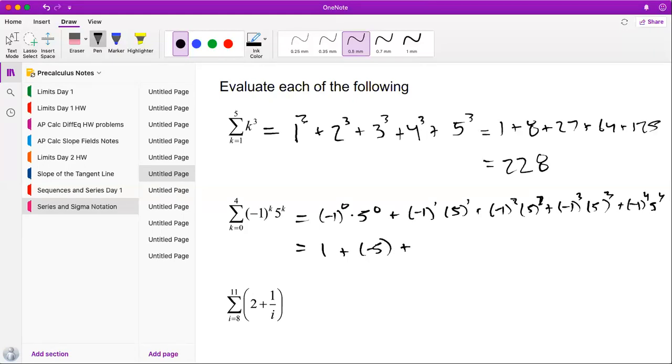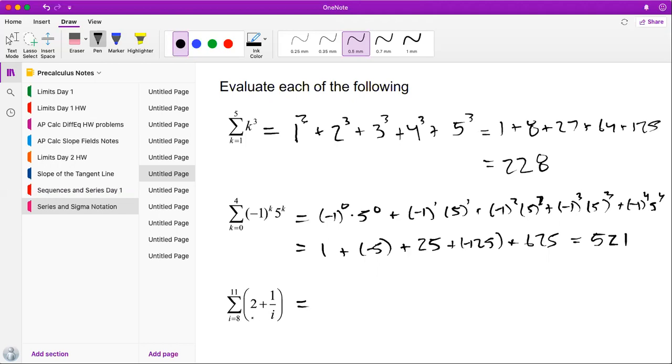-1 squared is +1. And 5 squared is 25. This one's going to be negative because it's raised to an odd power, 125. And this one is positive, and 5 to the fourth is 625. And that equals, this is 500 plus 26 is 526 minus 5 is 521. Make sure I did that right. 500, 25, 26, 21. Yeah.